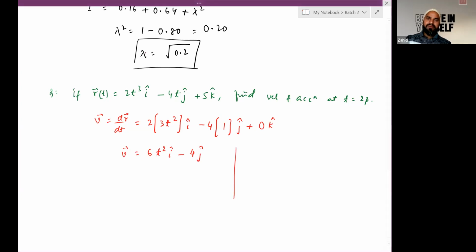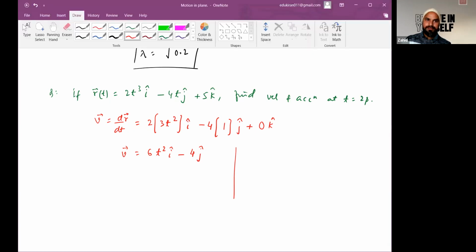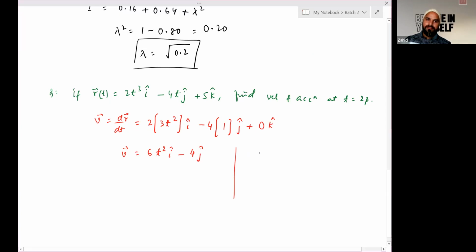So if we put the value of t to be 2 seconds, it will be v equals 2 squared, 4 into 6, 24 I cap minus 4 J cap. And if you have to find the magnitude of velocity, or speed, it will be root under 24 square plus minus 4 square.